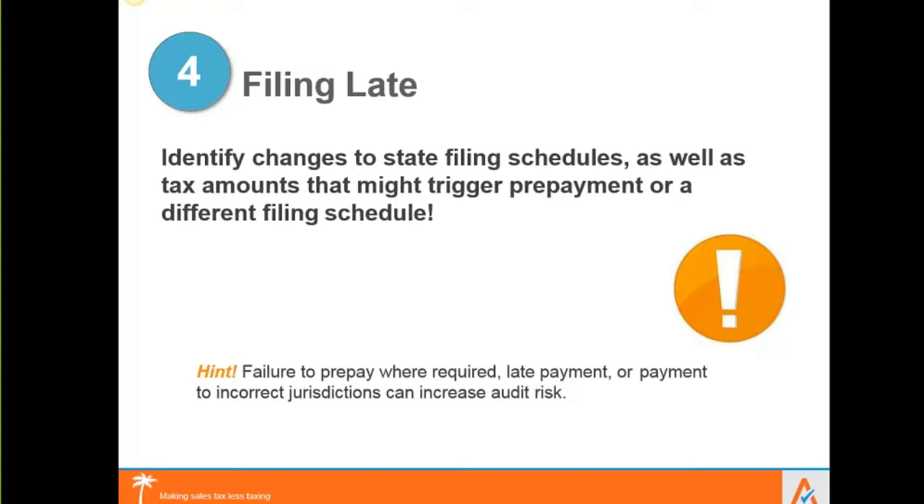But if you're filing late 3 or 4 times in a month, or in a year, that's a completely different message. And again, it can cause an audit trigger for a state to come in and help you with looking at your tax processes.